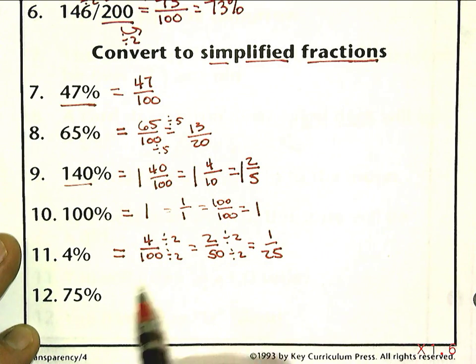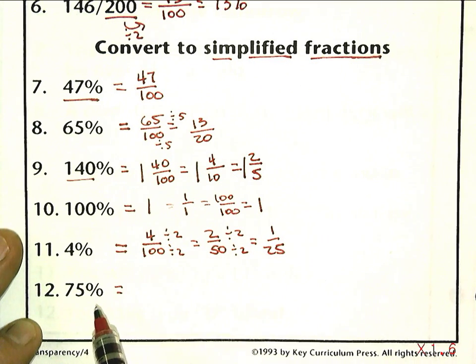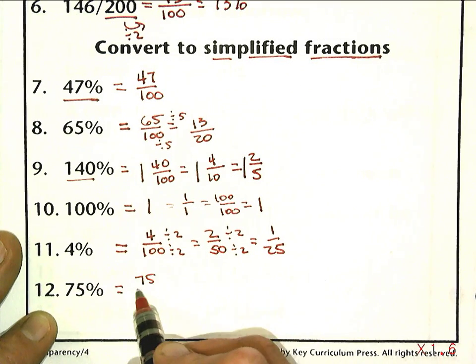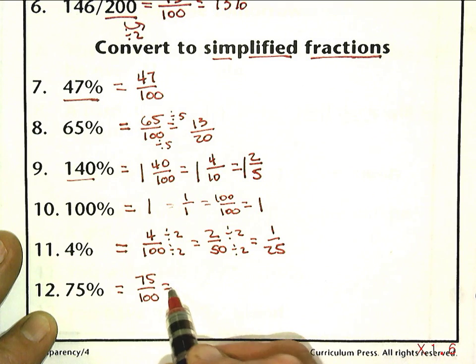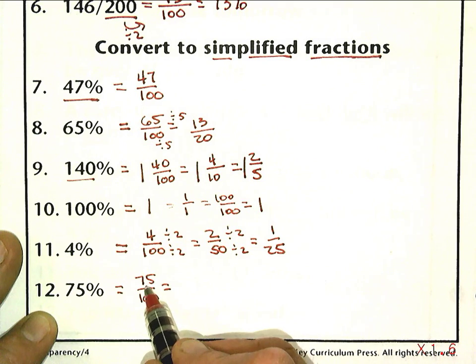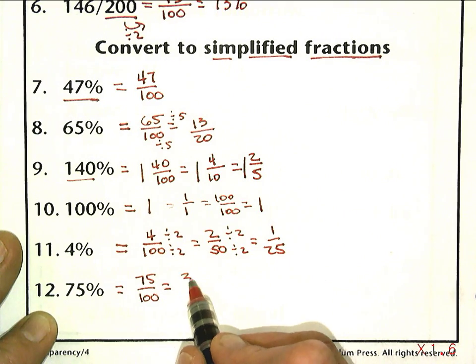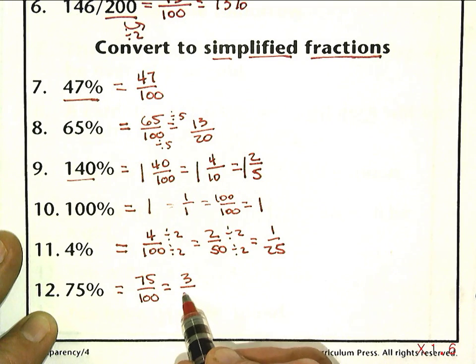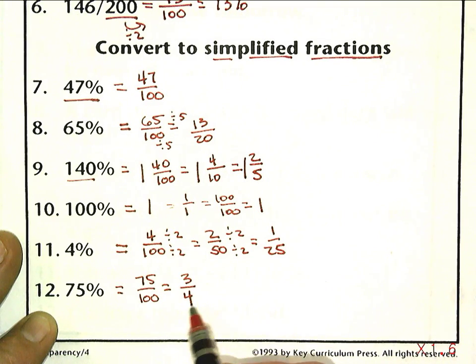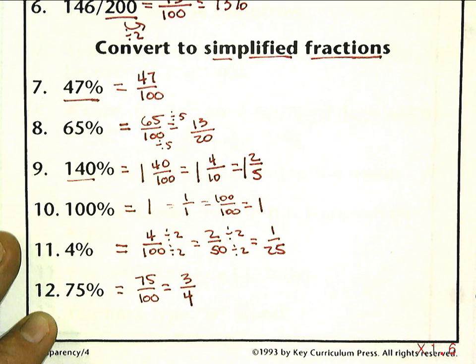I probably could have just divided the 100 by 4 to get that, and the 4 by 4, and could have done that. And then 75%, I hope that one's familiar enough that we know that 75 out of 100 can be reduced. 75 can be divided by 25 3 times, and 100 can be divided by 25 4 times. And so your reduced fraction for 75% is 3/4. And that's probability 1C, problems 7 through 12.